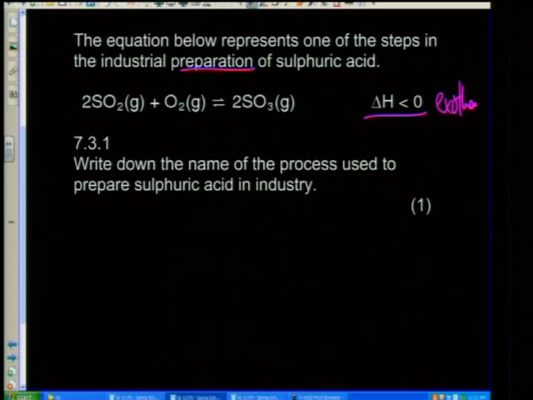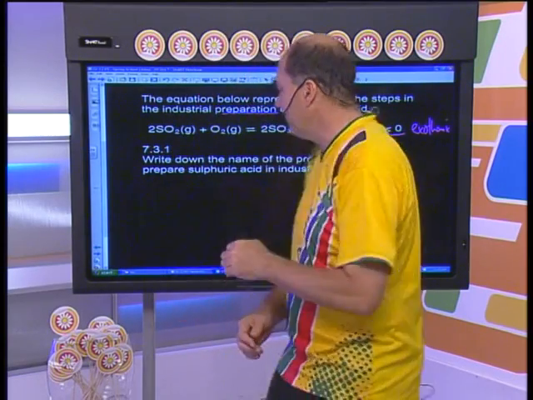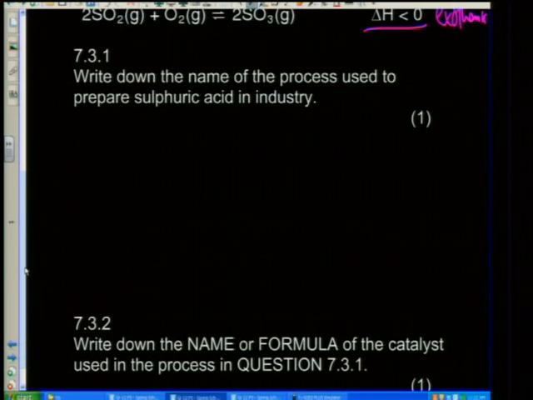exothermic. Just very quickly to remind you, exothermic means that more energy is given out than is taken in. That more energy is released than is absorbed. Where an endothermic reaction, more energy is absorbed and less is given out. I hope that answers somebody's question out there. So, write down the name of the process. Well, we know that this is the contact process.